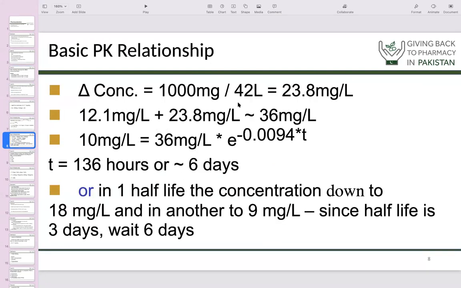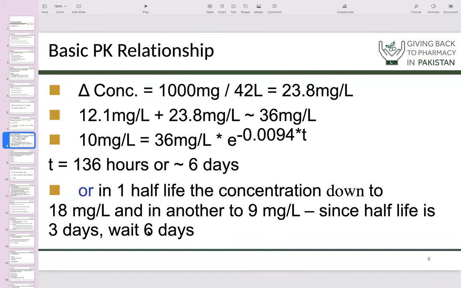So 3 days is the half-life. So it will take 3 days for the concentration to go from 36 down to half, 18, and the next half concentration is in another 3 days. So 3 plus 3, 6 days, and it will reach 9 milligram per liter, which is below therapeutic. So you have to redose here.